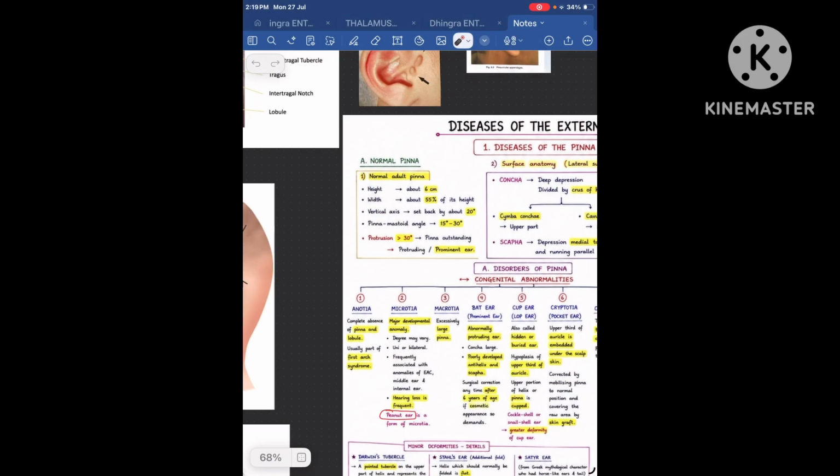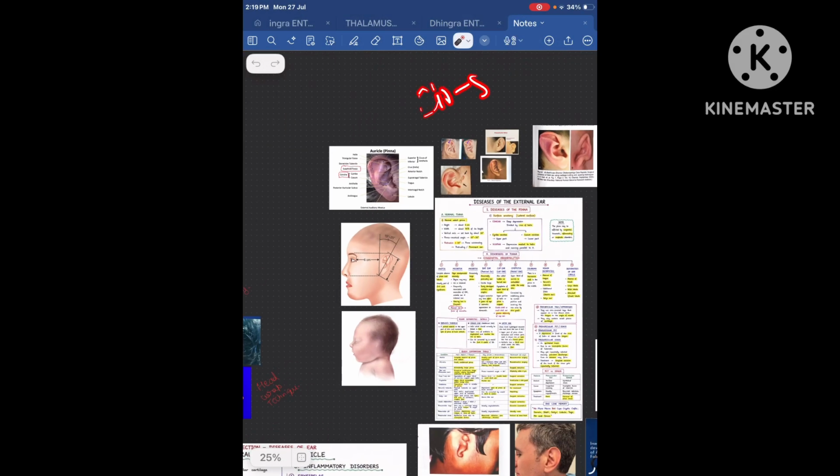Okay, so in today's chapter, we will be covering chapter 8, that is diseases of the external ear.